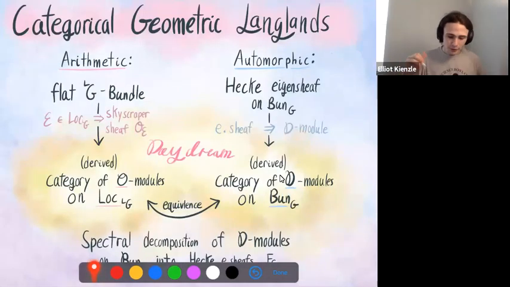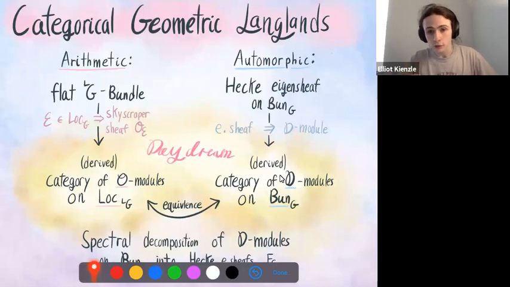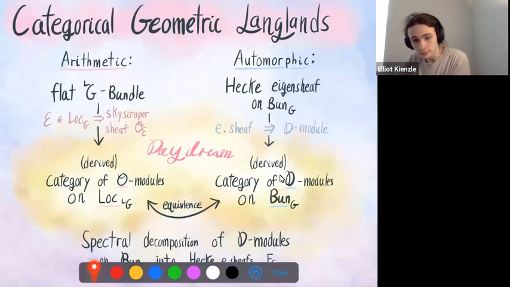So let's review a little bit about what the categorical geometric Langlands is. There are 2 sides: the arithmetic side and the automorphic side. So the classical version of geometric Langlands, we start with a flat GL bundle, a flat bundle in the Langlands dual group on the arithmetic side. And we want this to correspond exactly to a Hecke eigensheaf on the moduli space of all G bundles.